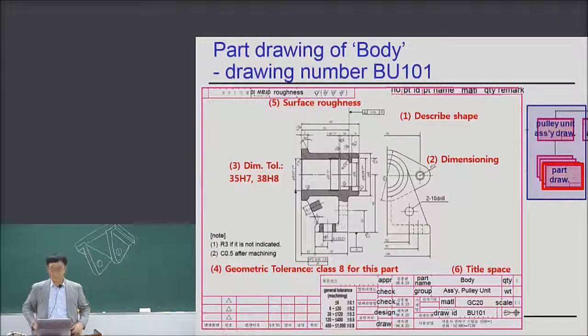Okay. So, all right, in the title space: part name, body; group, the body belongs to a pulley unit; quantity 1; and weight should be given, even if it is missing here; material GC20; scale 1 to 1; drawing ID BU101; approved by Jong-won Kim; drawn by Mr. Bae; and the general geometric tolerance here. All right? Okay.